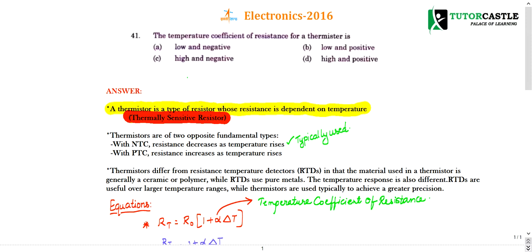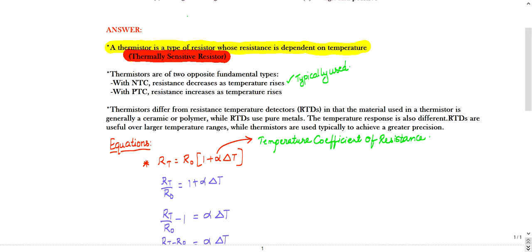Now let us see what a thermistor will do and what the kinds of thermistors are. Thermistors are generally of two opposite fundamental types. A thermistor can be NTC or PTC. NTC indicates negative temperature coefficient, and PTC means positive temperature coefficient. These two types of materials are available, so thermistors can be NTC thermistors or PTC thermistors.